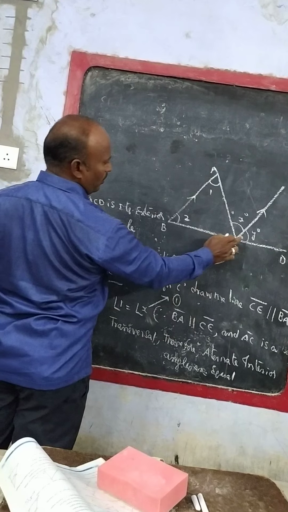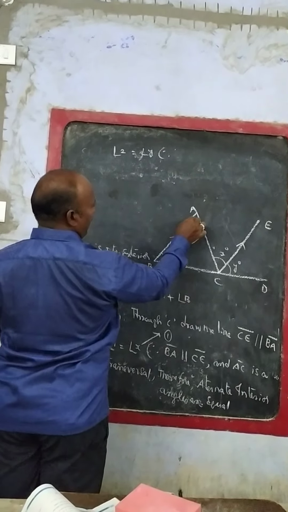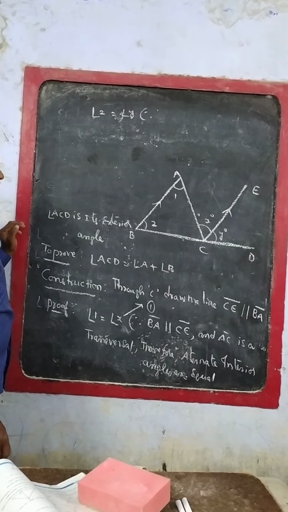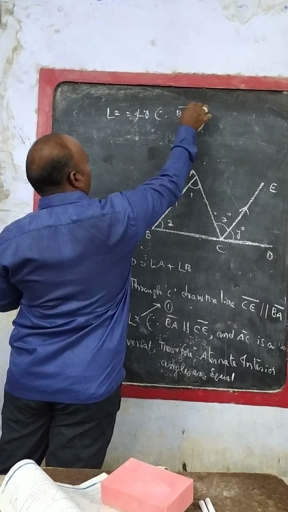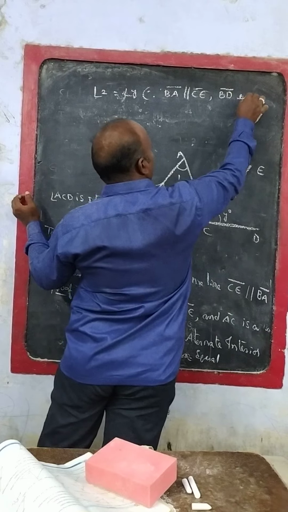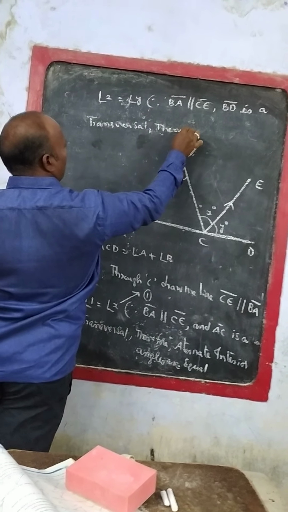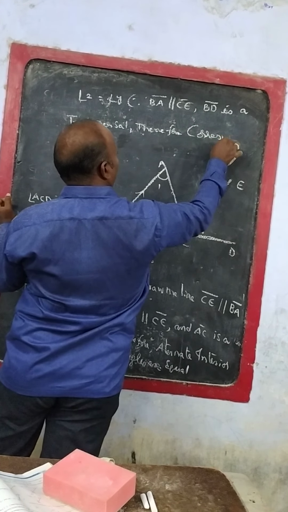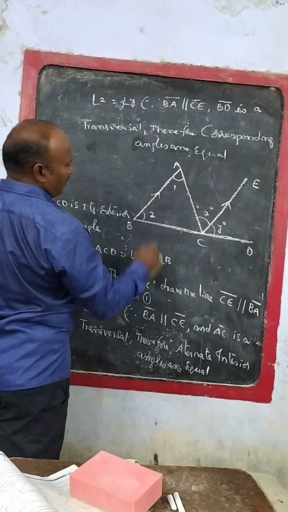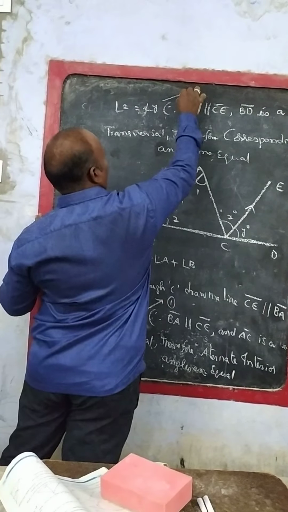Next, angle 2 is equal to angle y. Since again BA is parallel to CE and BD is a transversal, angle 2 and angle y are corresponding angles. Corresponding angles are equal. This is equation 2.